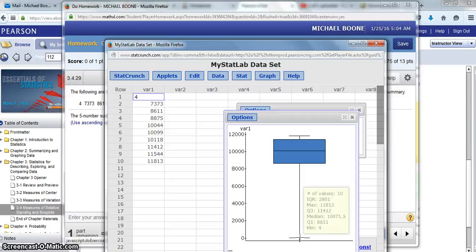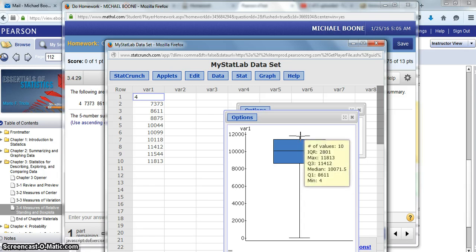So here's my minimum value. This is Q1. This is my median. This is Q3, and then the very top one is my max. Box plots are great when comparing sets of data.